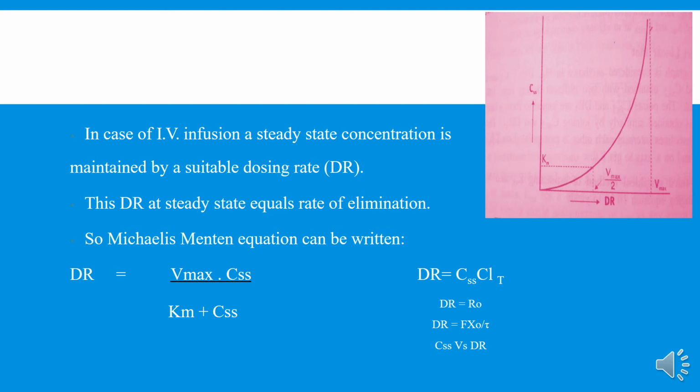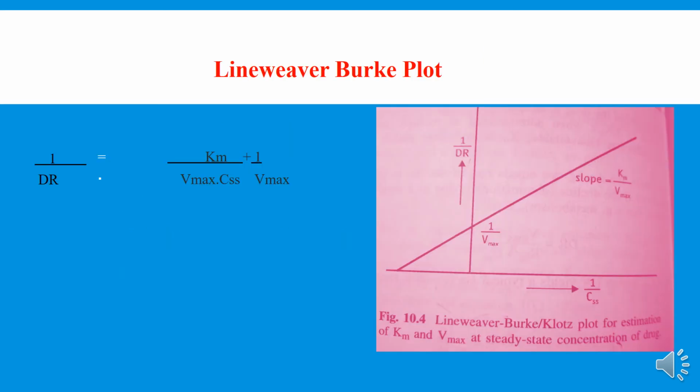So when we plot the steady state concentration versus dosing rate, we will get a plot like this. And this plot is called a hockey stick shaped curve. So this is a curve for a drug which follows non-linear kinetics when we plot steady state concentration versus dosing rate.